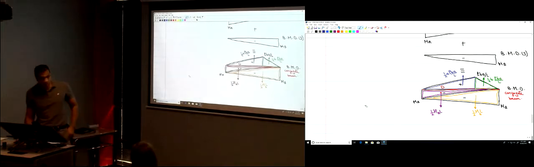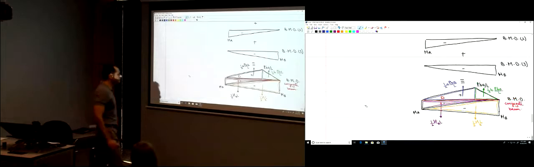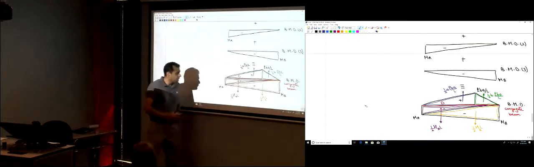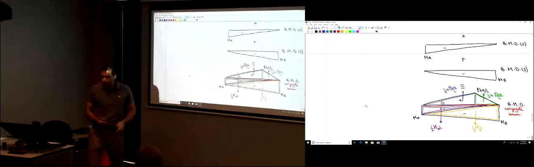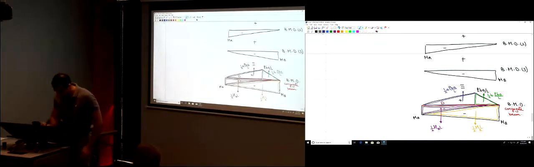So now, okay, I'm labeling this point B. Now I'm going to study the equilibrium of the conjugate beam. I'm just going to take the summation of the moments about point D, okay?